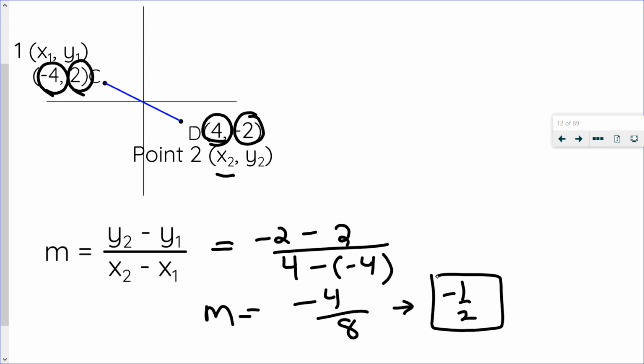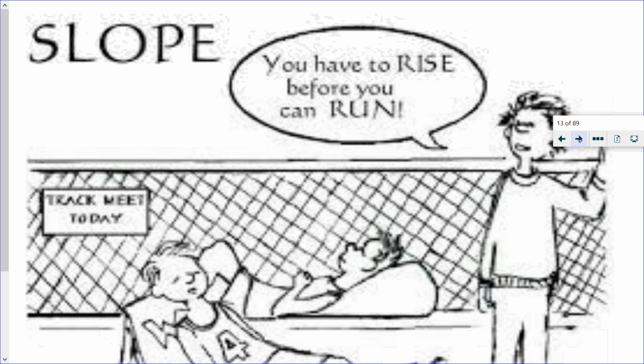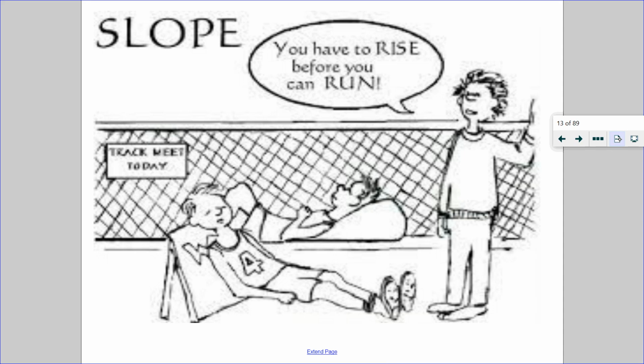So again, it doesn't matter which point you call which, as long as you remember slope is rise over run, because really you have to rise before you can run.